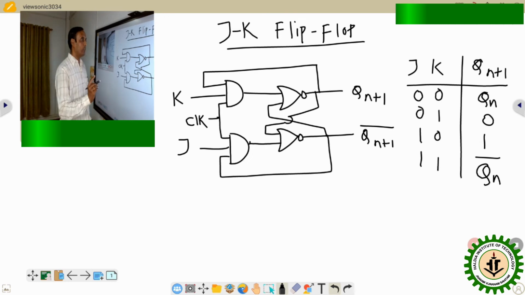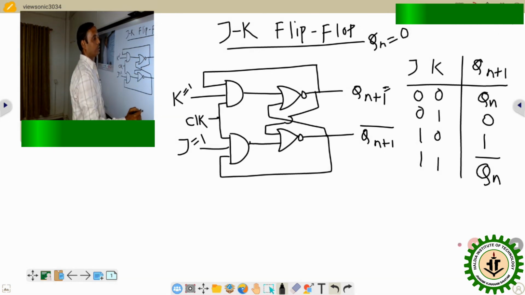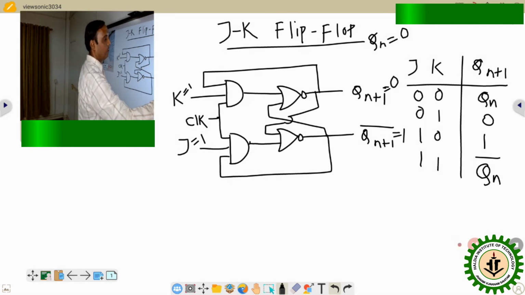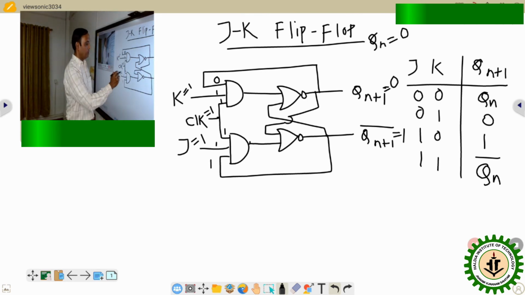I am giving just one for that case, K equals to 1 and J equals to 1. For that case, I am considering in this moment Qn value equals to 0. So it is 0 and it is 1. I am considering. So what will happen? This is 1, clock equals to 1 as usual. So this is 1, this is 1, this is 1, this is 1. Now this value 1, so this is 1, and this value 0, so this is 0. So here output will be 0 because this is an AND gate. One input is 0 means output 0, all 1, so 1. So 0 and 1.